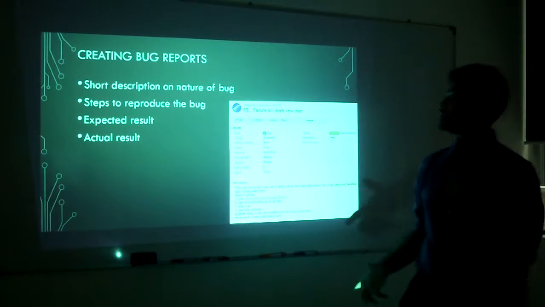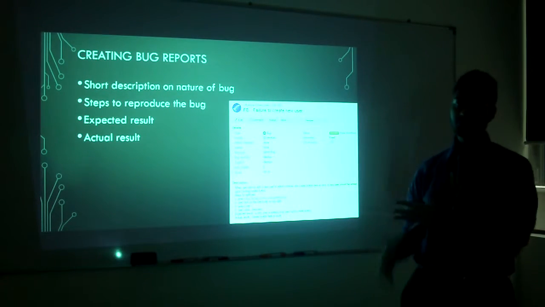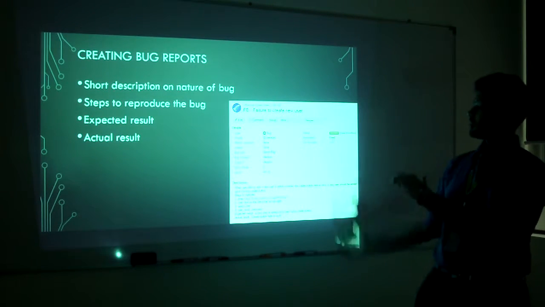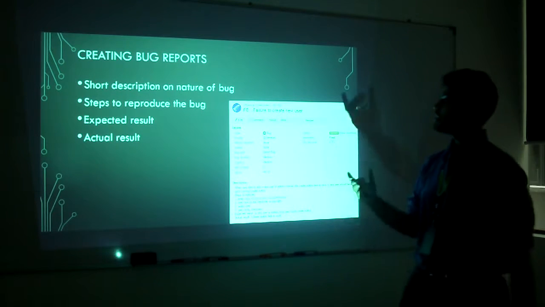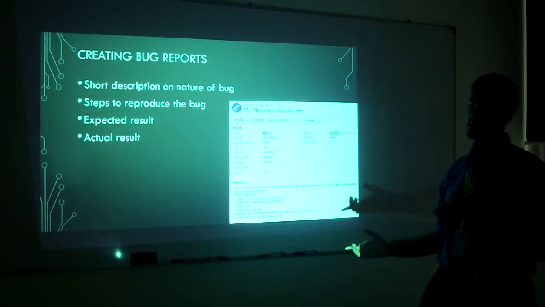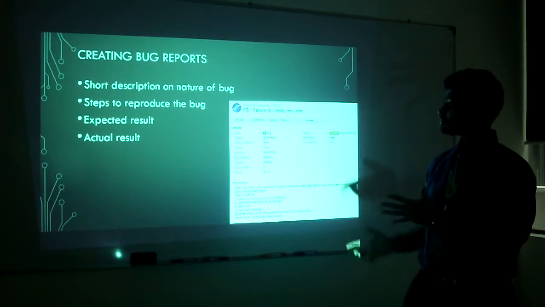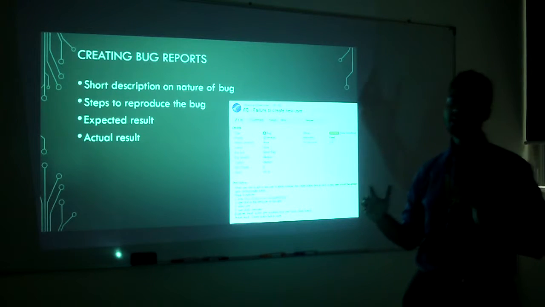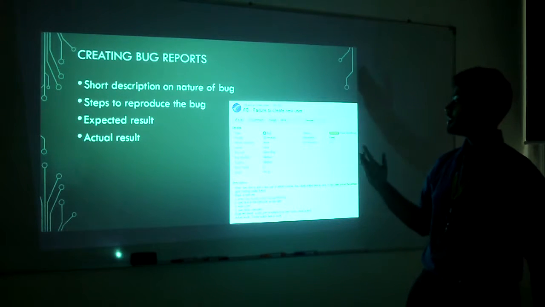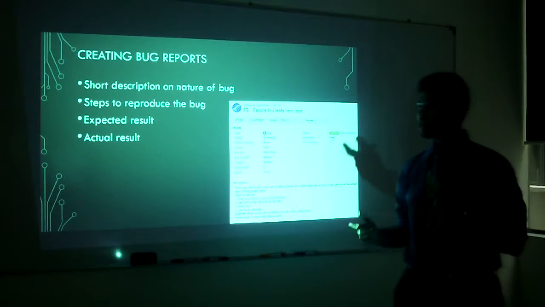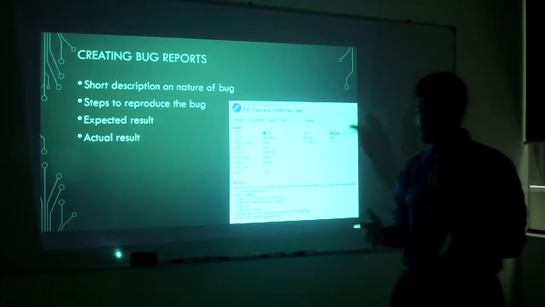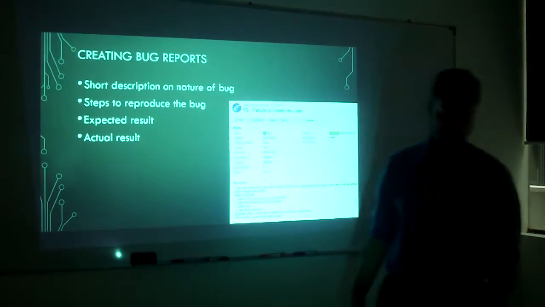Okay, coming into creating bugs. This is how we actually create a bug. When we are testing and we find a defect, we create a bug. This is one of the bugs that I reported. It's very simple. Just create a short description on the nature of the bug, meaning a summary of what the bug is all about, and steps to reproduce the bug, meaning how the developers can navigate to the exact place of the problem. And we have to just mention the expected result, meaning what it should actually display, and the actual result. Actual result is the current problem that they need to fix.